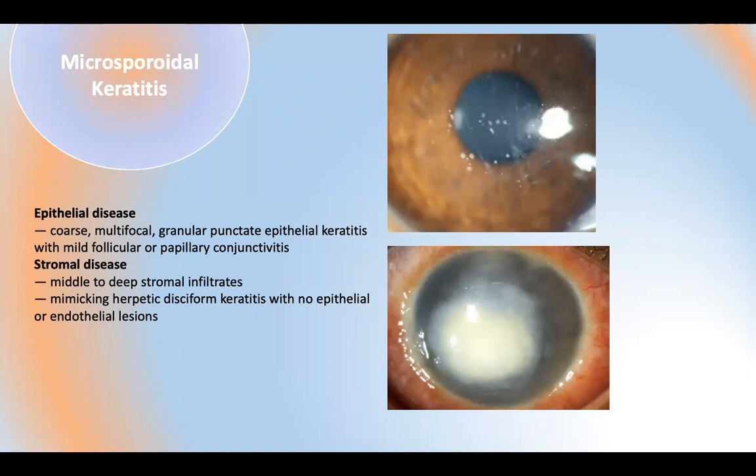Microsporidial keratitis has two forms. One form, this mild, is like sticky lesions: superficial, multifocal, granular punctate keratitis. It is similar to the viral punctate keratitis, and we can easily sweep it out with a cotton tip. Or it can present with stromal infiltrate, also mimicking the viral disciform keratitis.